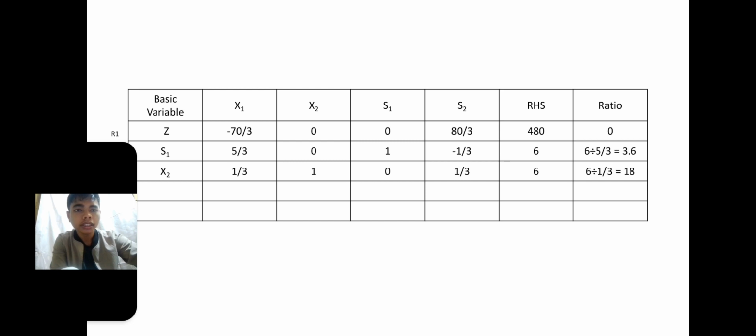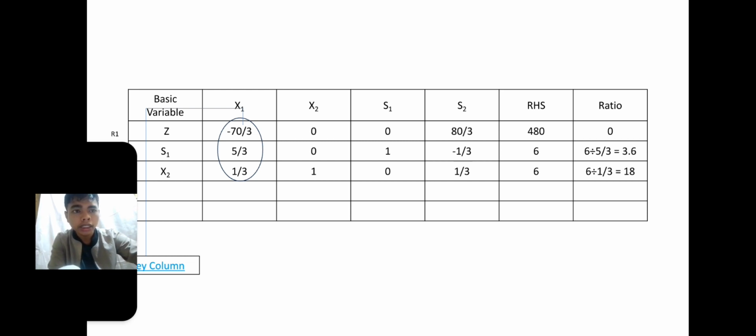And to proceed, because there is still a negative sign in our variable, we should compute it again by using the x sub 1 column as our key column, and let's divide again our key column to the RHS in the respective row.